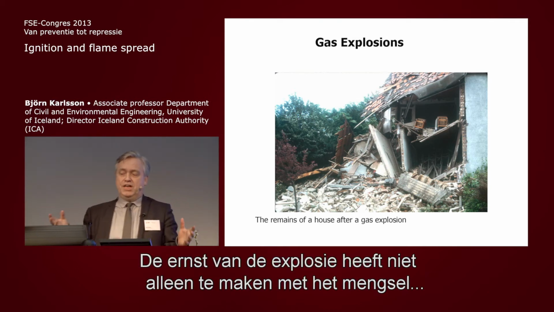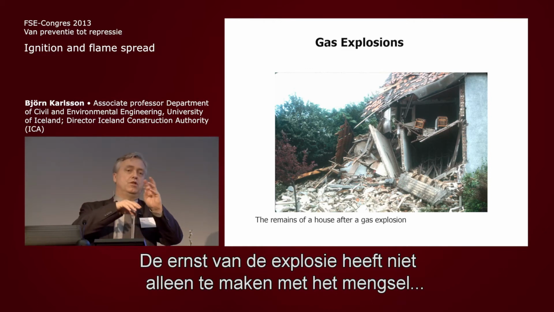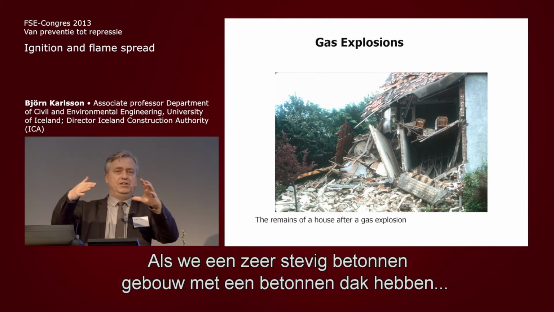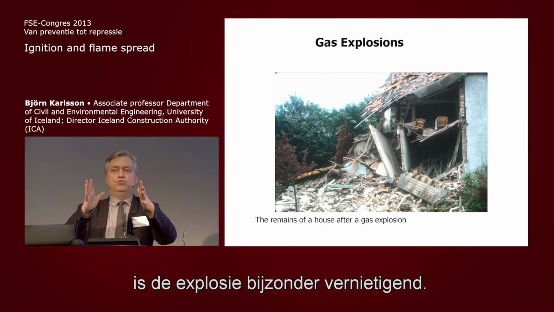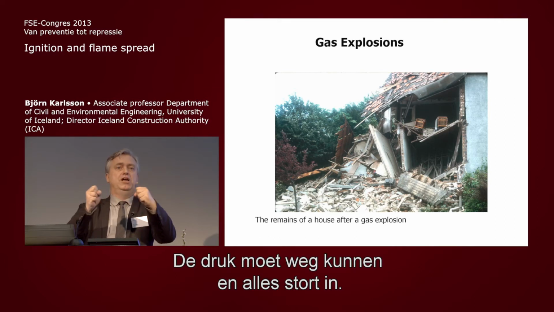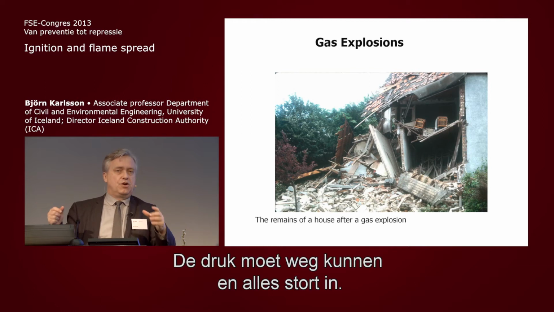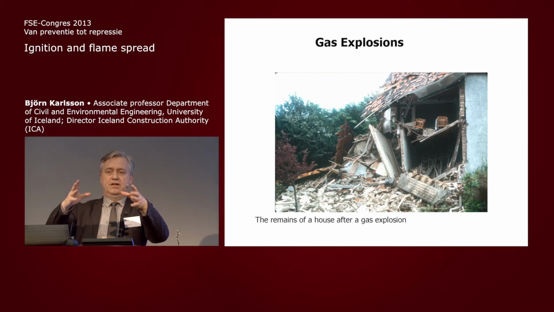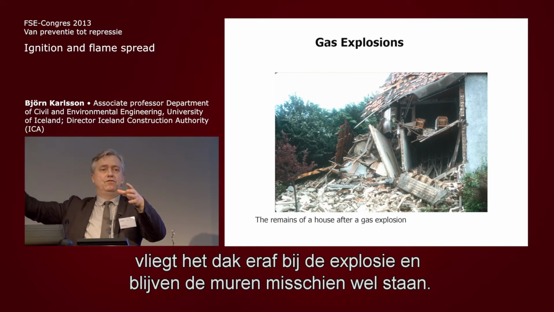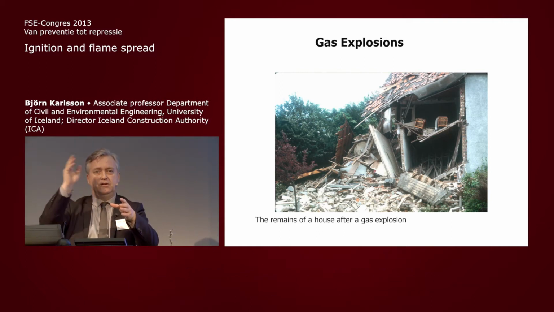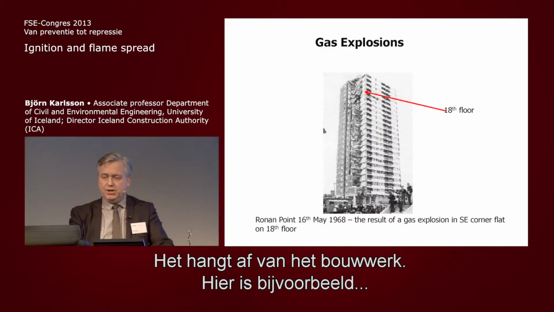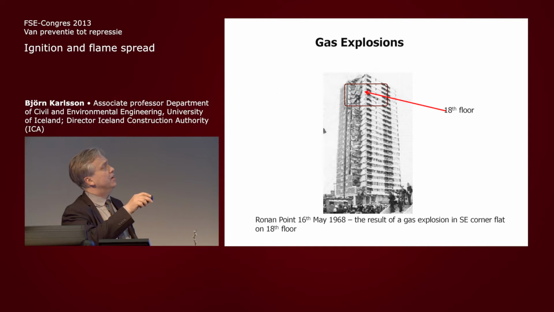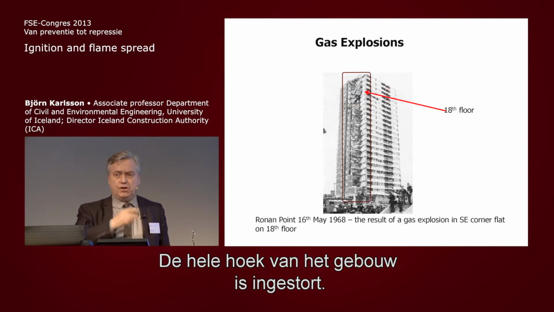The severity of the explosion has not just to do with what the mixture is, but what the structure is like. If we have a very solid concrete building and concrete roof, the explosion will be very devastating because the pressure will have to get out and everything is going to collapse. But if we have, say, concrete walls and floor and a very light roof, then the roof will blow off, but the walls might actually stand. So it depends on the structure. For example, here was a gas explosion in a kitchen in this apartment. The whole corner of the structure just collapsed.